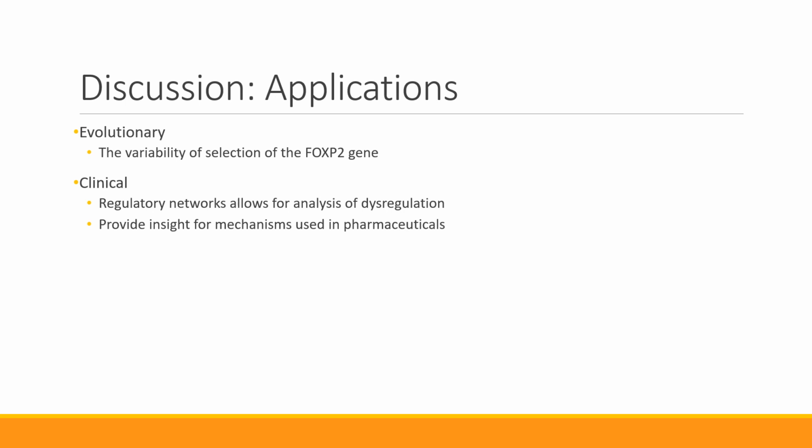There are two major applications, I believe, to the foxp2 gene, and the first one is the evolutionary application, where the importance of the selection of the foxp2 gene in developing cognitive thought and abstract thinking and even the emergence of art are very interesting to study through an evolutionary perspective through the foxp2 gene. And another application of this study is clinical, because the regulatory networks that are provided in this study would allow for analysis of dysregulation or give a mechanistic view of certain processes in the human body that may be used in pharmaceuticals and drug therapy.